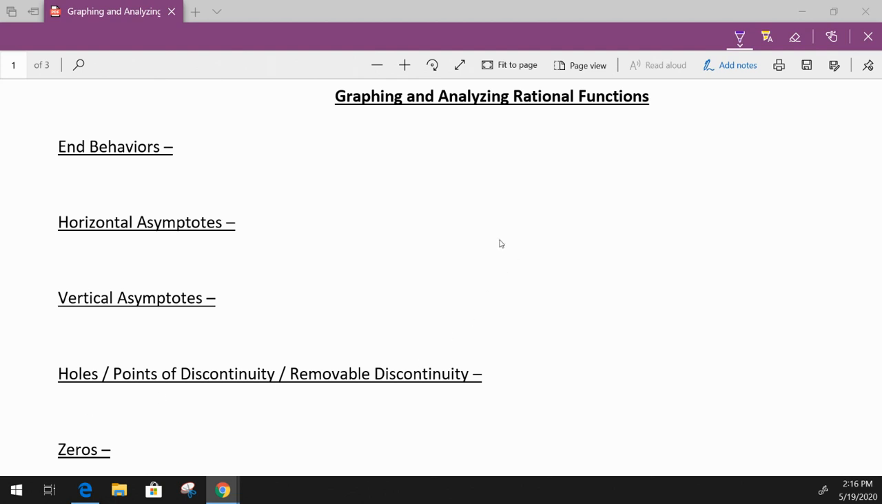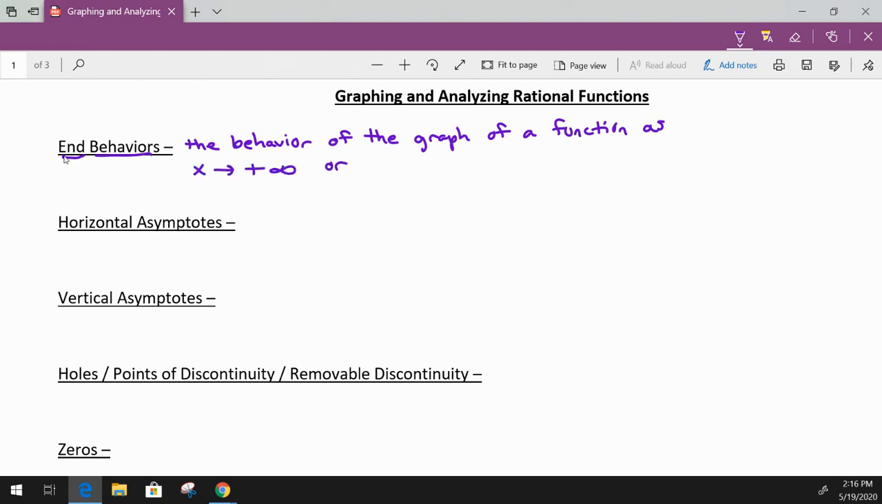In this video, we are going to be graphing and analyzing rational functions. The definitions I have over here on the left are important that you understand before we start graphing. The first one is end behaviors. End behaviors are basically the behavior of the graph of a function as x approaches positive infinity or x approaches negative infinity.